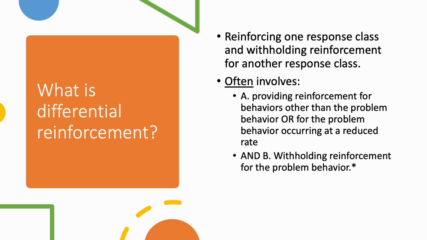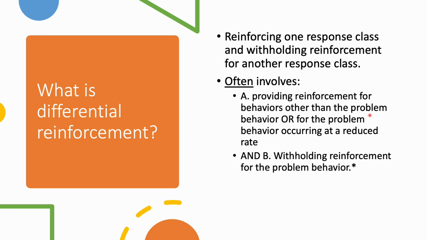Differential reinforcement is when we are reinforcing one response class and then we are withholding reinforcement for another response class. A more technical definition, or what the process generally looks like, is when we are providing reinforcement for behaviors other than the problem behavior. So you have different behaviors, not the problem behavior, that you're providing reinforcement for. Those can be specific behaviors. Sometimes it's just general behaviors, or in other cases, it's an incompatible behavior.